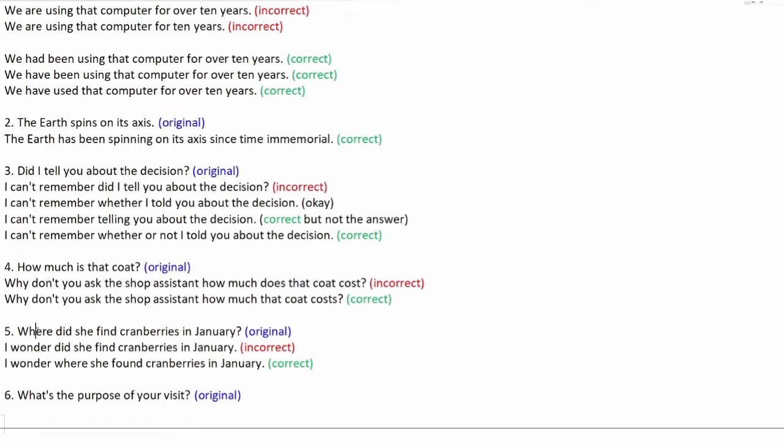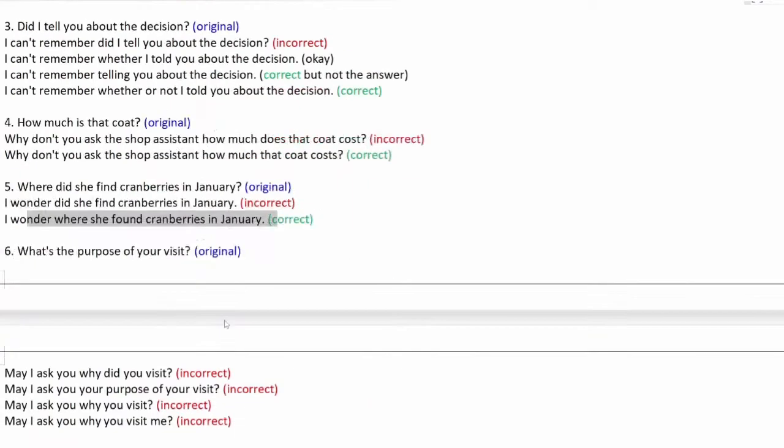Okay, number 5. Where did she find cranberries in January? So, I wonder, did she find cranberries in January? It's not correct because you change the meaning. Even though the sentence is grammatically correct, here you're wondering if she found cranberries or not. However, in the original sentence, it's already confirmed that she has already found these cranberries. So, I wonder where she found cranberries in January. So that's the correct one.